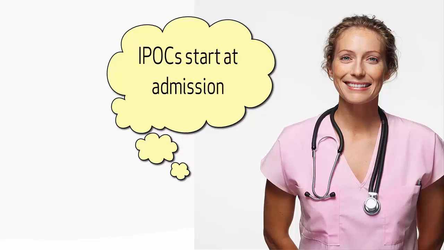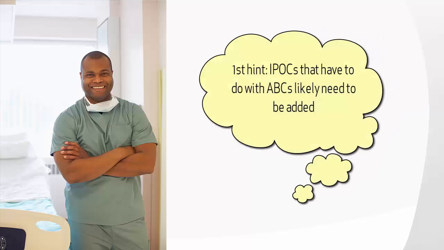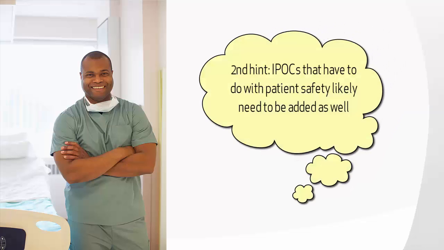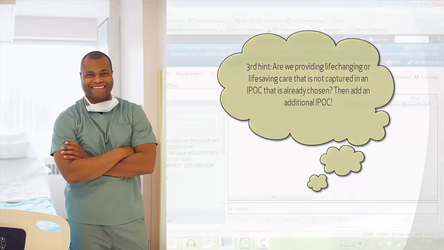IPOCs start at admission. The 3 hints to help you decide if an IPOC needs to be added to the patient's chart are: IPOCs that have to do with the ABCs likely need to be added. IPOCs that have to do with patient safety likely need to be added as well. Are we providing life-changing or life-saving care that is not captured in an IPOC that is already chosen? Then add an additional IPOC.